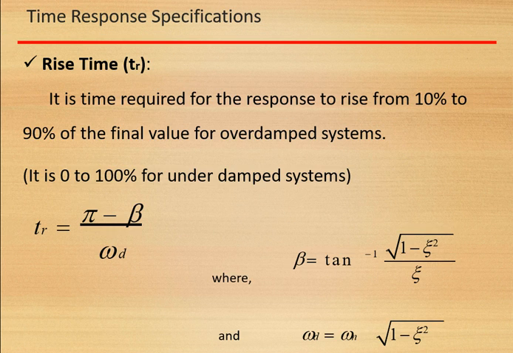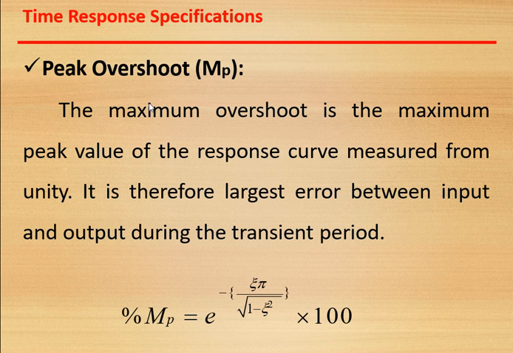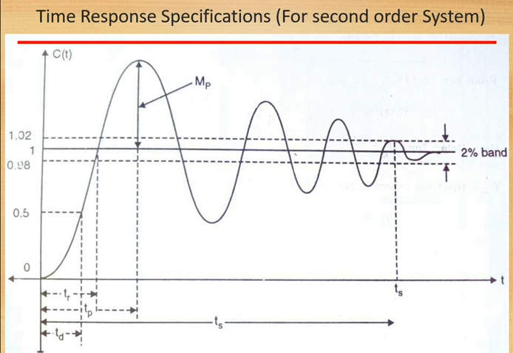Now the next parameter, that is peak overshoot. The maximum overshoot is the maximum peak value of the response curve measured from the unity. See here, what do you mean by overshoot? The maximum overshoot is the maximum peak value of the response curve measured from the unity. Here the maximum overshoot amplitude is calculated from the maximum overshoot. Maximum overshoot means what? The overshoot which is having the highest amplitude.